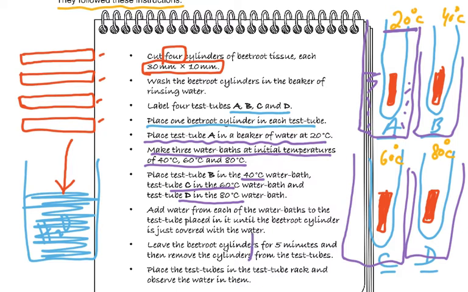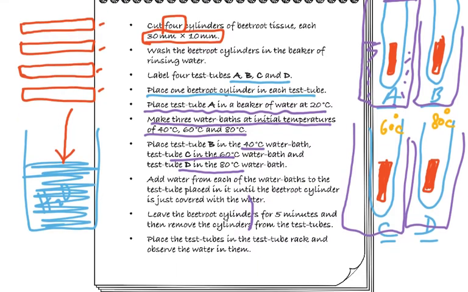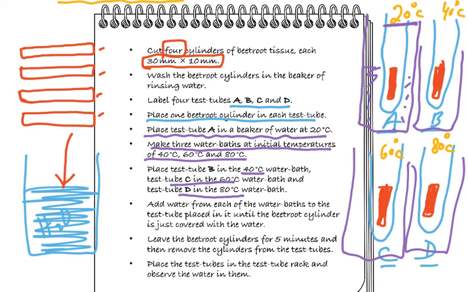Add water from each of the water baths. Now what you had to do is add water from each of the water baths. So you took this water, I'm using a purple color. So you took this water outside, which was at 20, and you put it in this test tube, sorry. So you add water from each of the water baths to the test tube placed in it until the beetroot cylinder is just covered with the water. So you put this 20 degree Celsius water and you just cover it up.